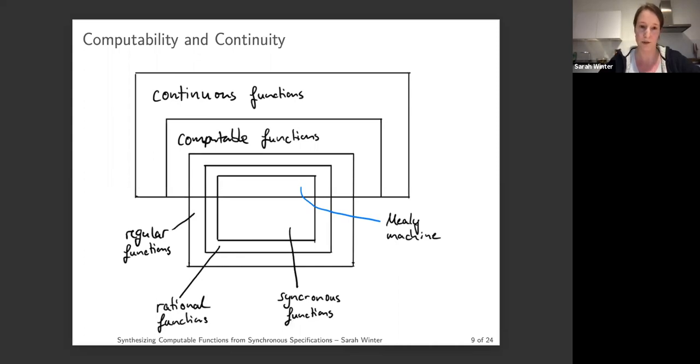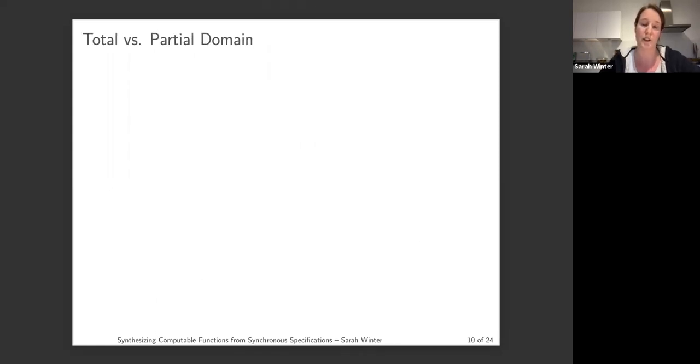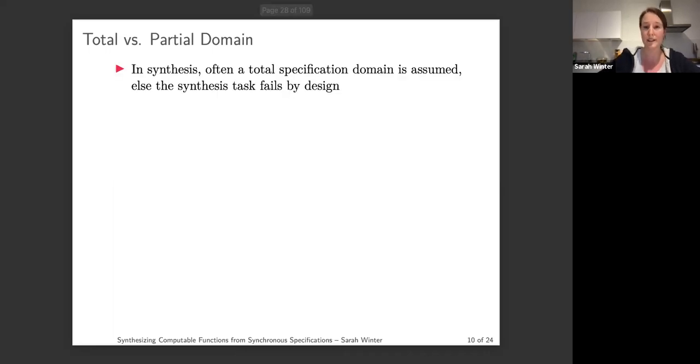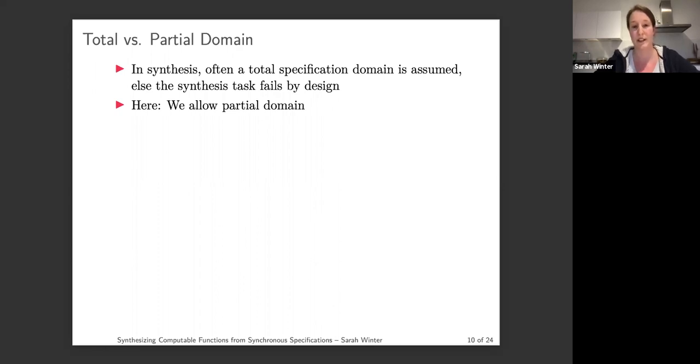Okay, so that's the relation between computable and continuous functions. Before I present the results, I want to talk about total and partial domain. Usually in synthesis, it is assumed that the specification has a total domain, and otherwise the synthesis task simply fails. But this view is not very realistic because, for example, you could have an environment where you wait for a special kind of signal in order to do something, like I've shown you in the example before. So in this talk we focus on specifications that have a partial domain.